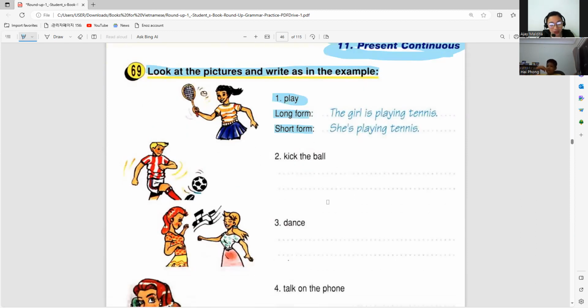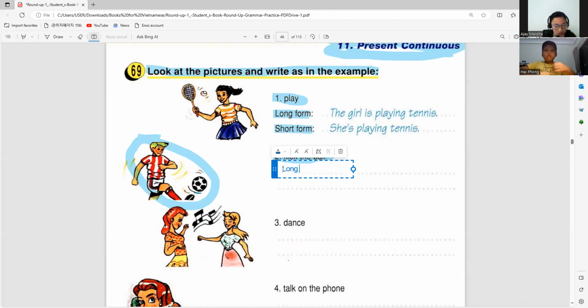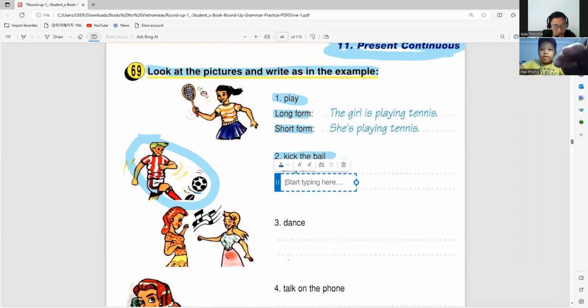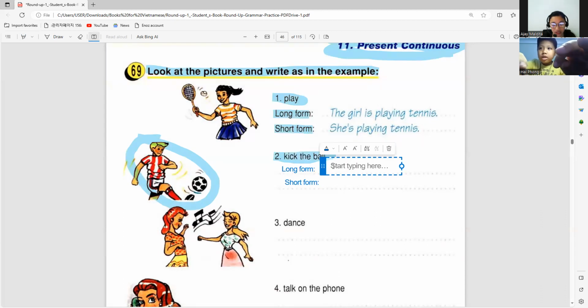Okay, so this time let's answer number two. Let's try long form and short form, okay? Let's follow this one. Look at the picture. Number two, kick the ball. What is your answer? Long form. The boy. Yes, the boy is what? The boy is kick... Oh, he's playing what?